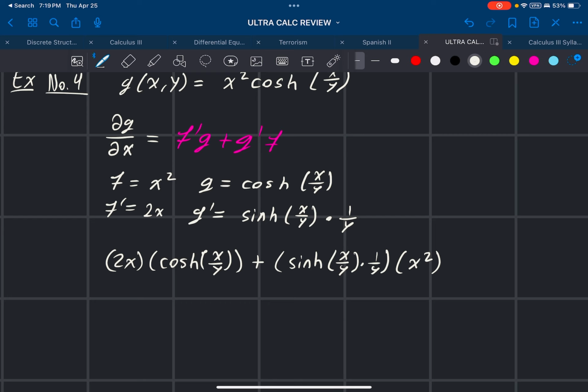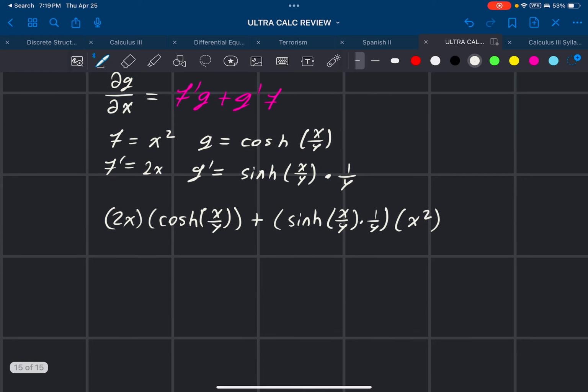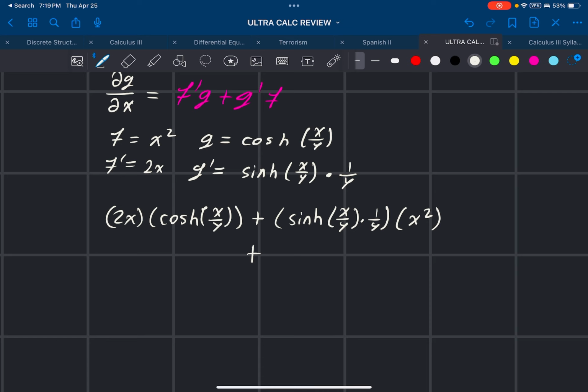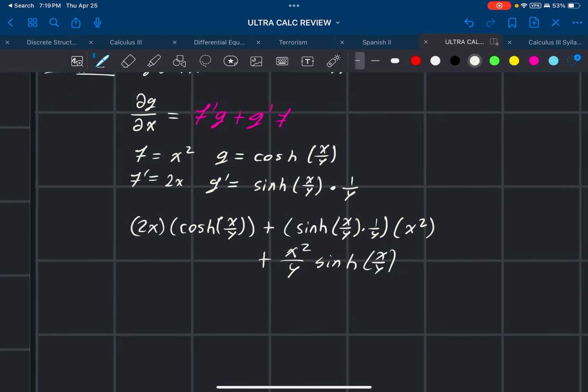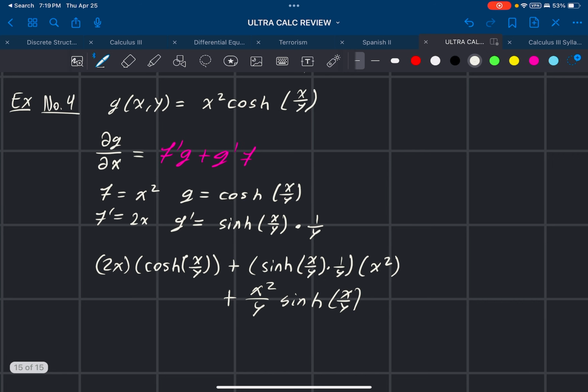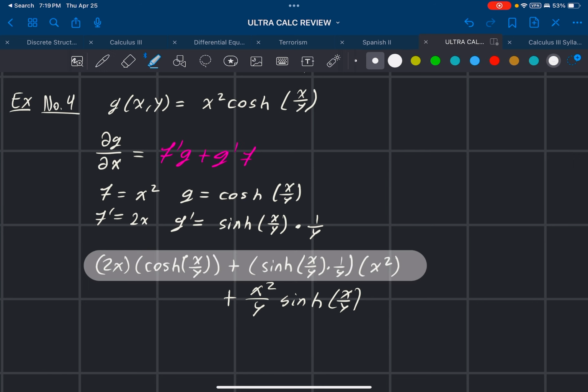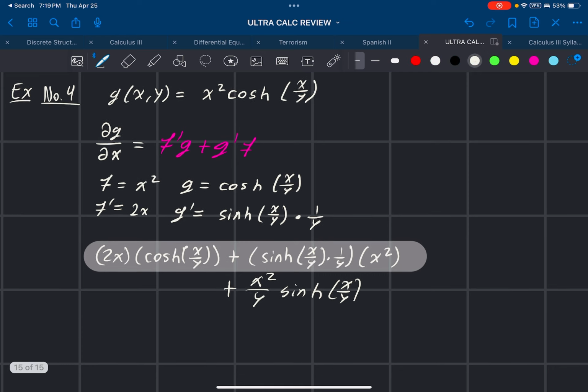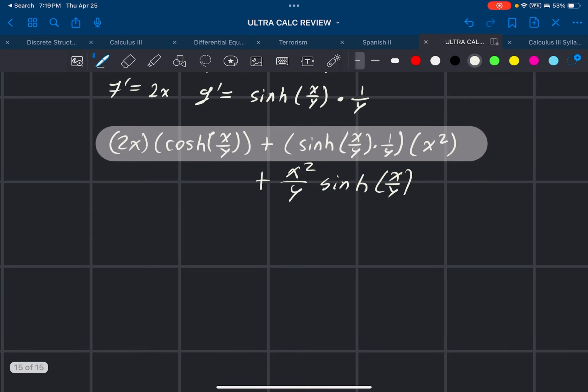I don't really see a way that we can... you could simplify this a little bit, obviously, like you can put x squared over y, and then you have sinh x over y. Anyway, let's just keep it simple, and we'll just say that this is our solution for the partial of g with respect to x. So now let's just do partial g with respect to y.